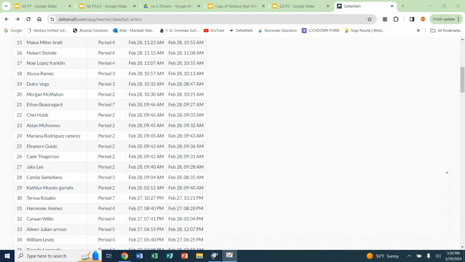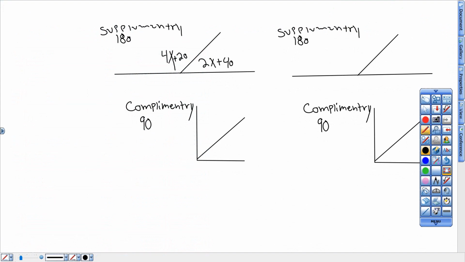I'm going to make it full screen. There you go. I'm going to add 4x plus 20. Good. Plus 2x plus 40 equals 180. Good job. And now we could combine like terms. Good. 4 plus 2 is 6x. Yep. And then plus 60 equals 180.